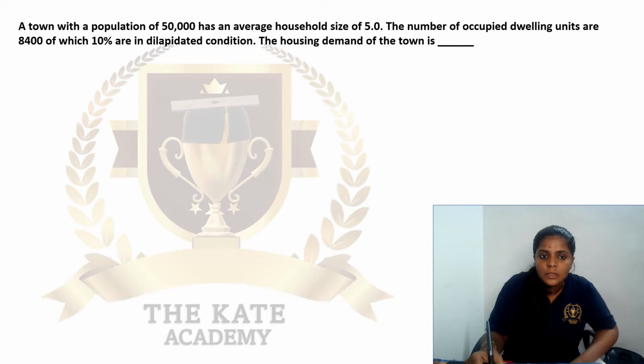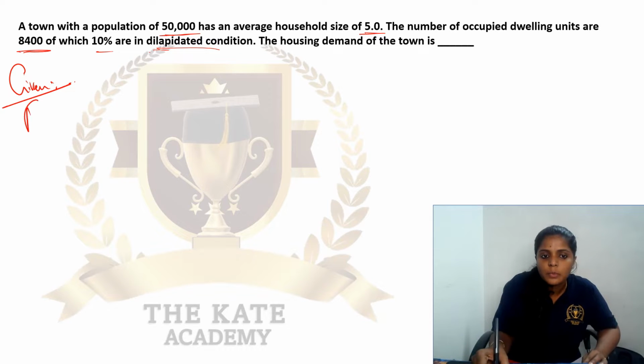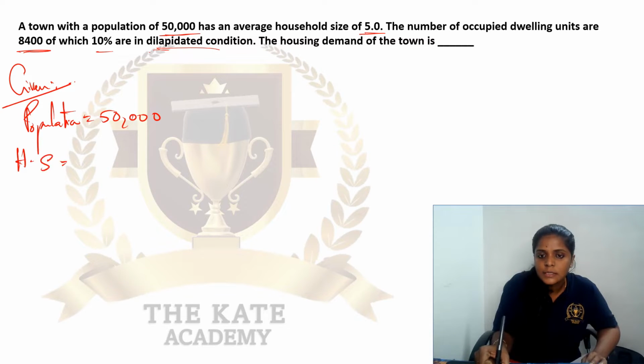Your next question: a town with a population of 50,000 has an average household size of 5. The number of occupied dwelling units are 8,400, of which 10% are in dilapidated condition. The housing demand of the town is? Okay. Let us write what is given first. What is the population? 50,000. Household size is 5. Occupied dwelling units.